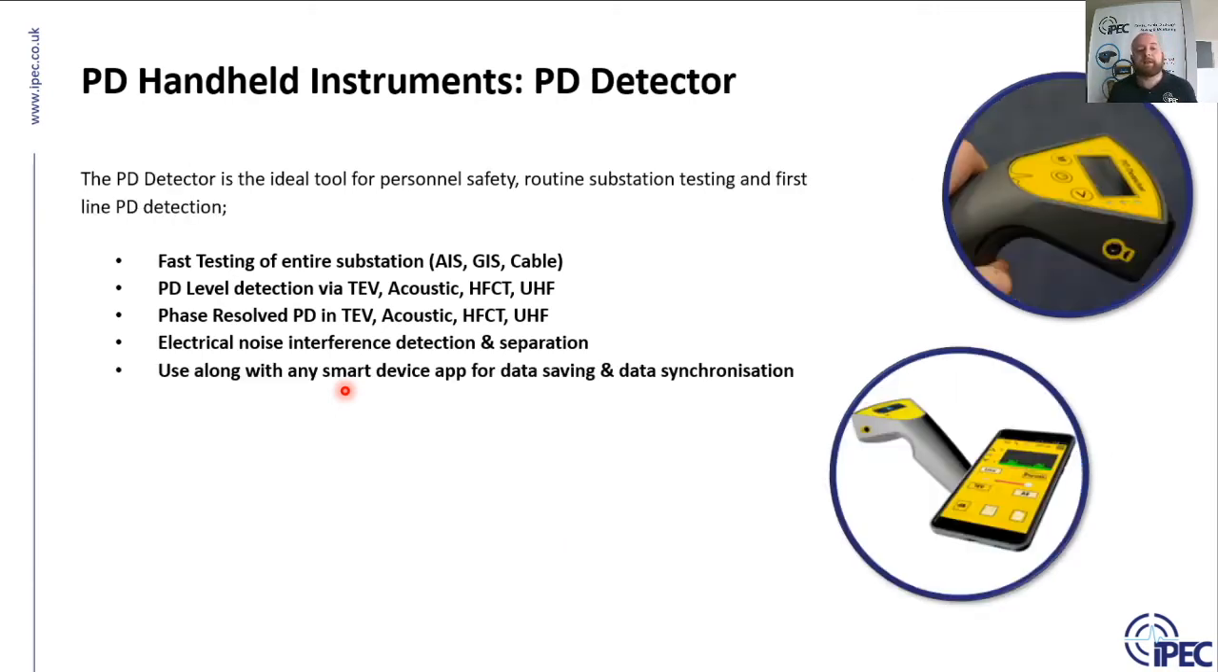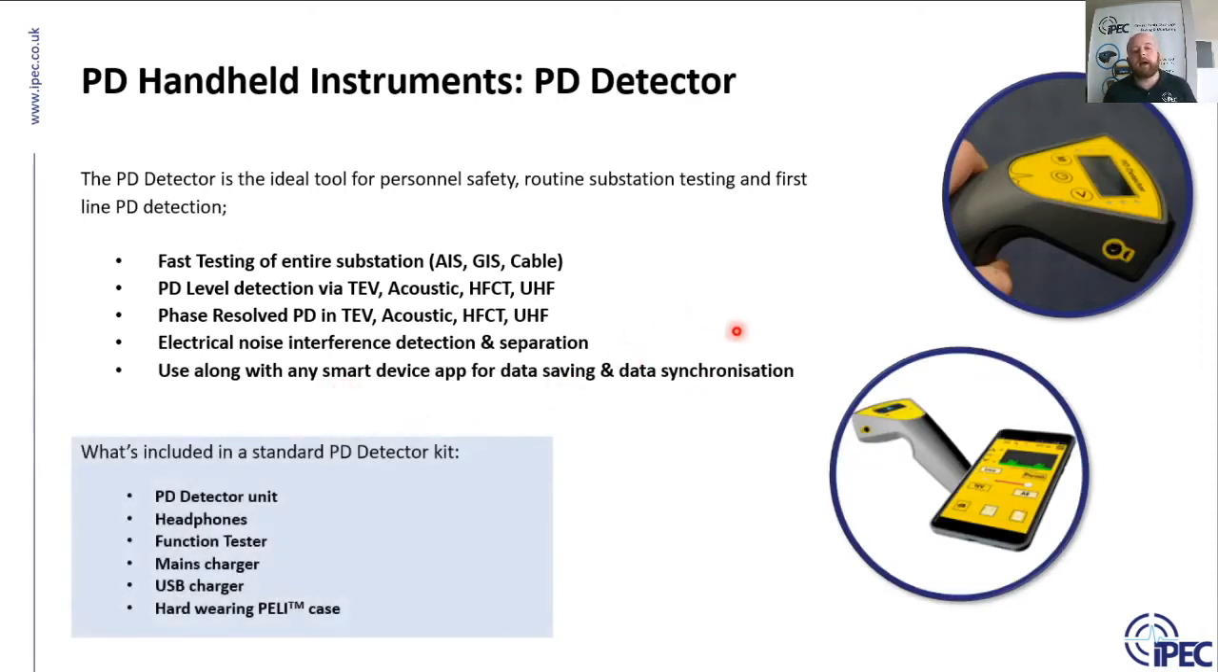The PD detector, similar package, comes with the main sensors we've got, but the main addition is its ability to link to that mobile phone and record the data. Now, when you've recorded data onto a mobile device, you've got two options.